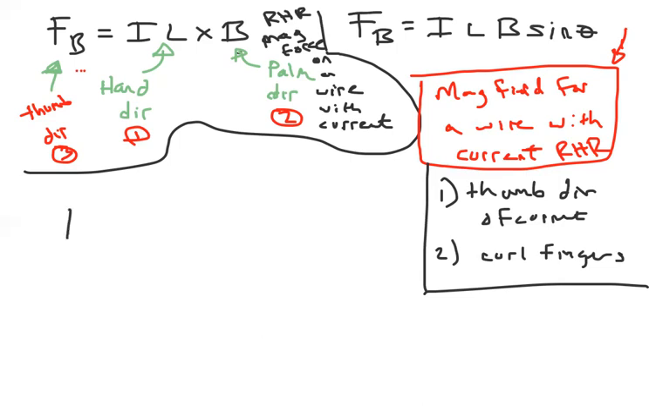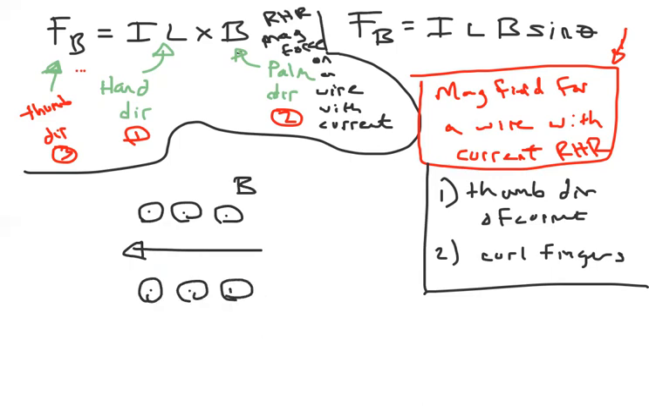So if I have just a wire in a magnetic field, let's say the wire is moving to the left. Now this isn't the magnetic field for the wire. This is the magnetic field that the wire is sitting in. Okay. What direction is FB going to be here?